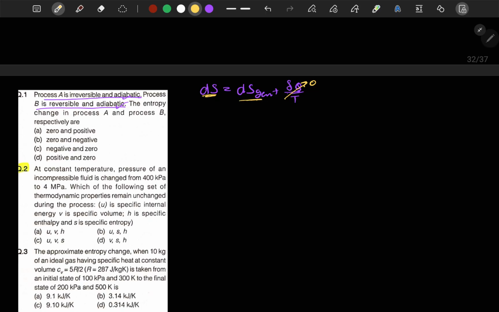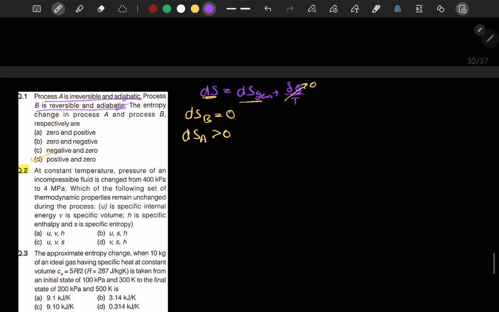In the case of reversible, ds for B will be equal to 0 because there is no entropy generation in a reversible process. But for irreversible, ds in A should be greater than 0, because there is always a positive entropy generation in irreversible processes. So it should be positive and 0. Option D is correct. Now we're moving to the next question.